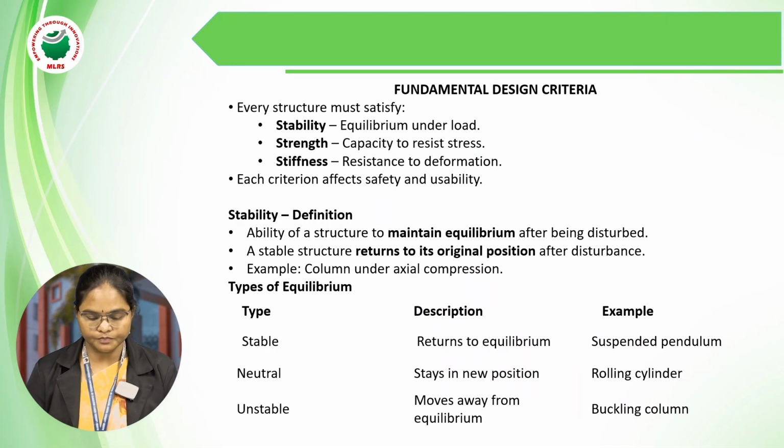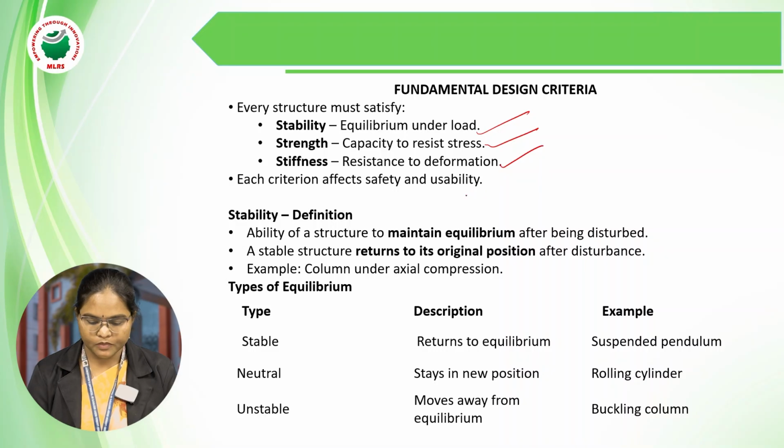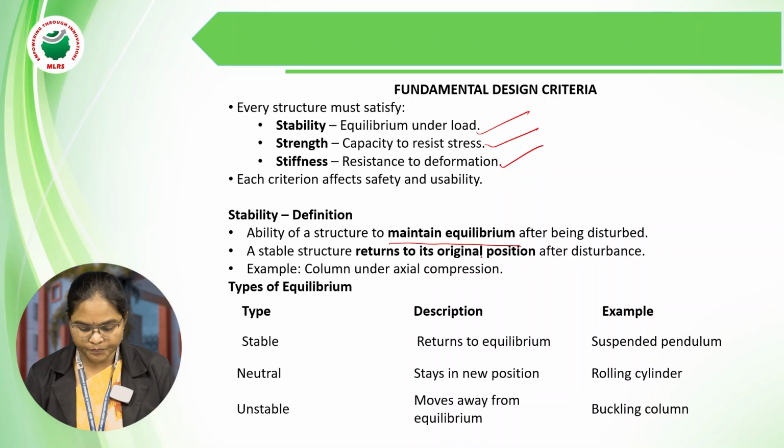Fundamental design criteria: every structure must satisfy strength, stability and stiffness. Stability, equilibrium under load; strength, capacity to resist stress; stiffness, resistance to deformation. Each criterion affects safety and usability. Stability: the ability of a structure to maintain equilibrium after being disturbed. A stable structure returns to its original position after disturbance. Example, a column under axial compression.